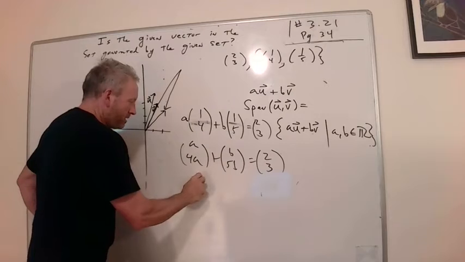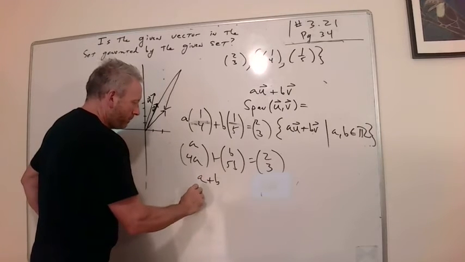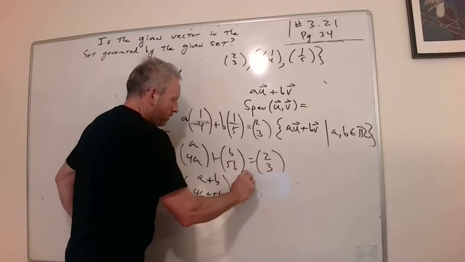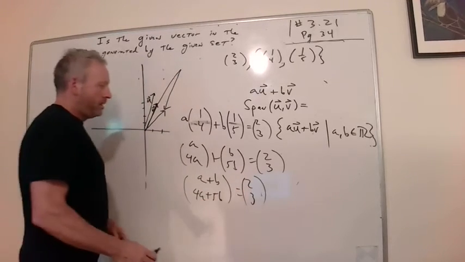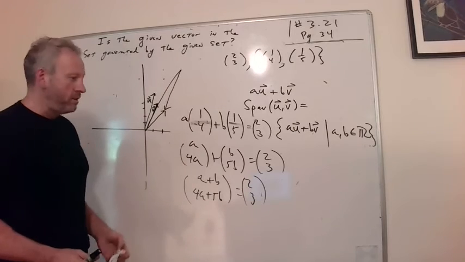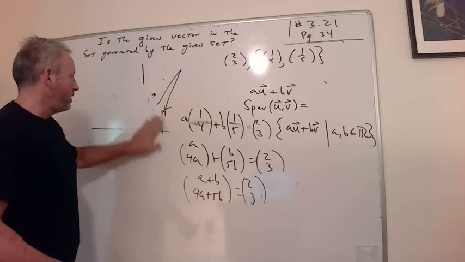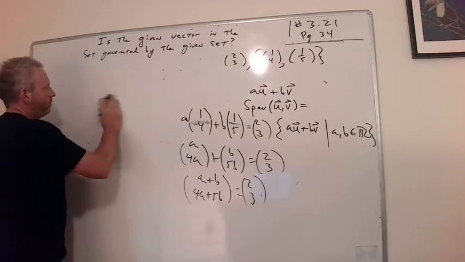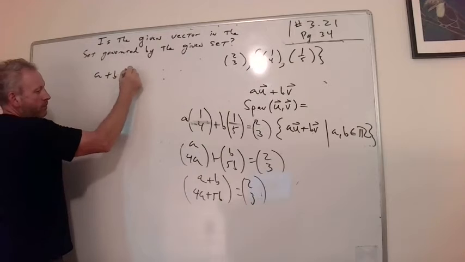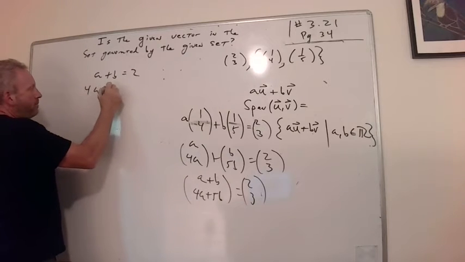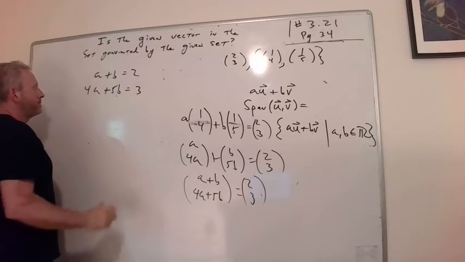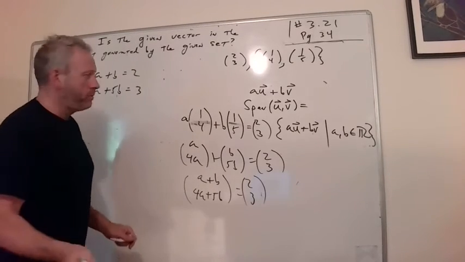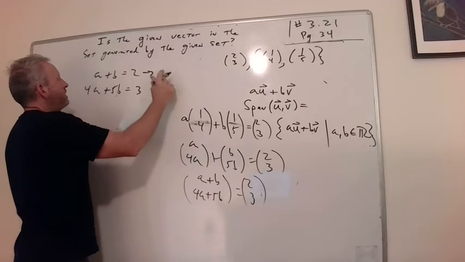Well, let's add this up. That's the vector (a plus b, 4a plus 5b), and that's supposed to equal the vector (2, 3). Well, what do we have? We have a system of two equations and two unknowns. So of course, that's what this question boils down to. What are we looking for? a plus b equals 2, and 4a plus 5b equals 3. Just to change things up a little bit, just for fun, let's solve this with substitution. We've done enough elimination for today.